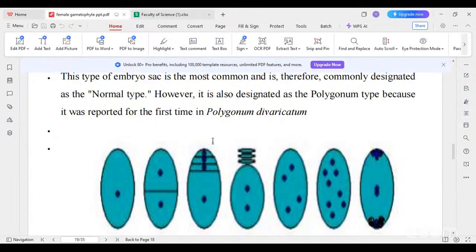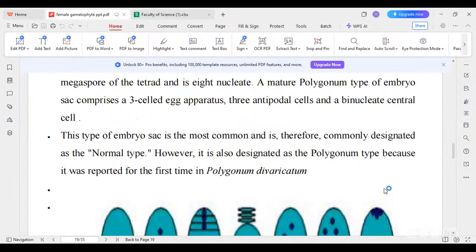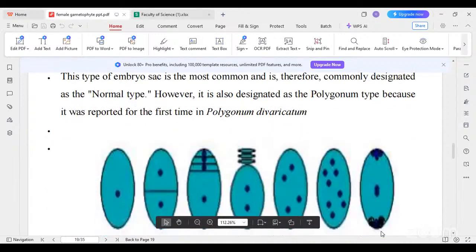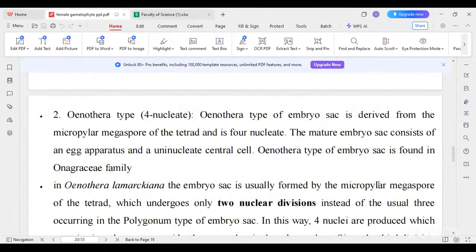See, after mitotic division, a four cell structure is formed. After the next division, eight cells. In the eight cells, this is the final polygonum type of embryo sac. The upper part has three cells, the antipodal cells. The other three cells are the egg apparatus, and then the binucleate central cell. The second one is the enothera type, or four nucleate type.